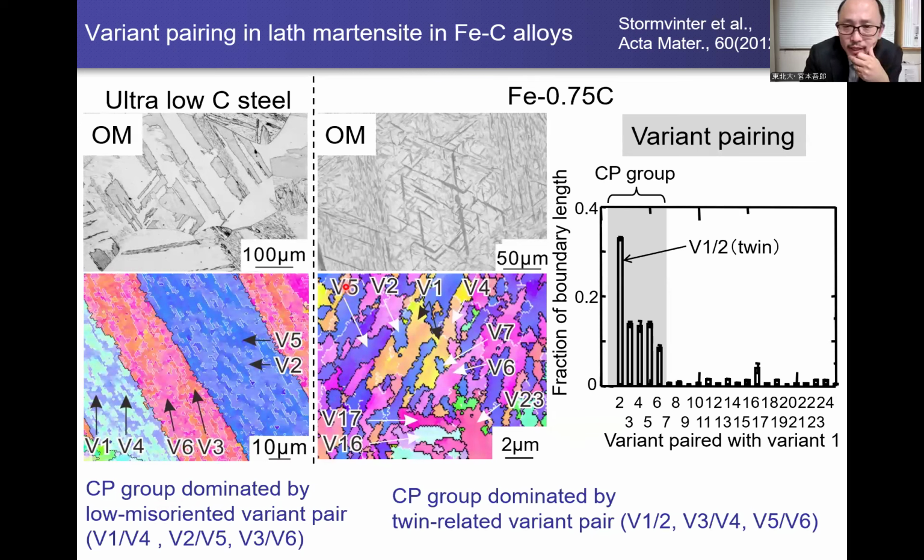On the other hand, in high carbon martensite, the packet and block structure is less visible, but variant 1 to variant 6 form as a group. So the CP group is still dominant, but variant pairing slightly changes. In this case, variant 1 and variant 2 are favorably coupled. Those variants are a twin-related variant pair and have a high misorientation angle.